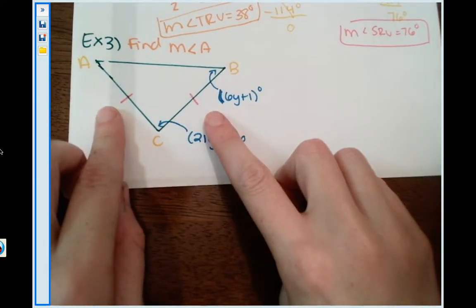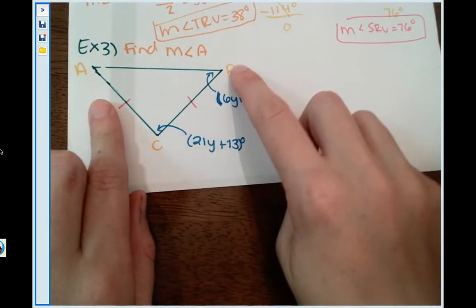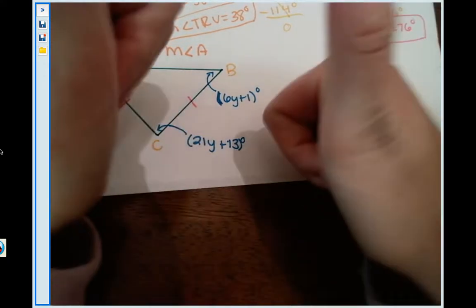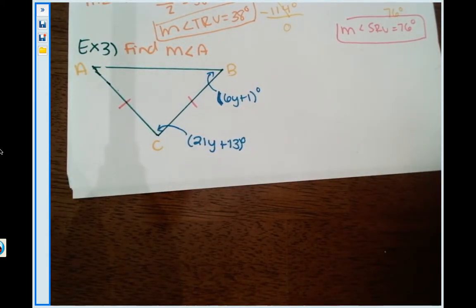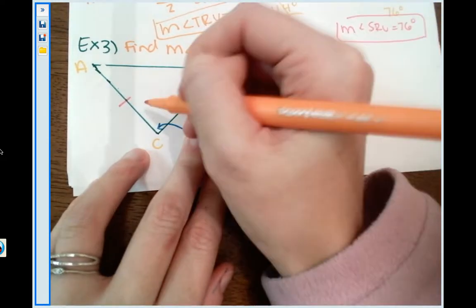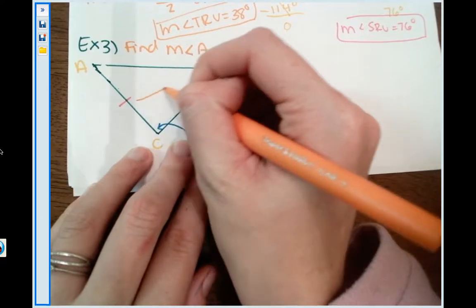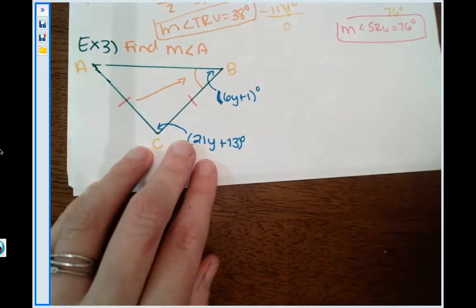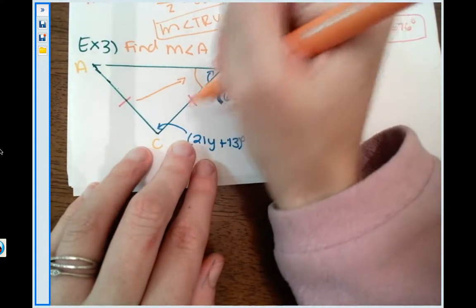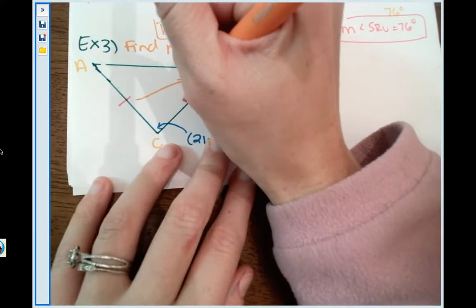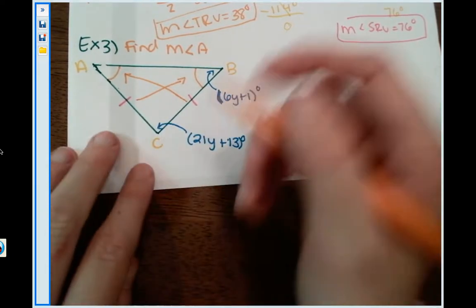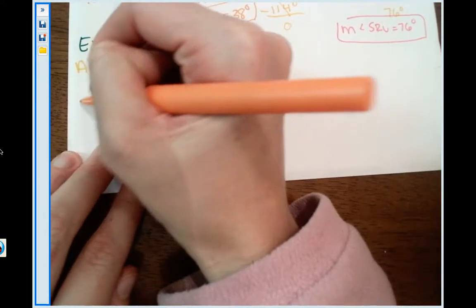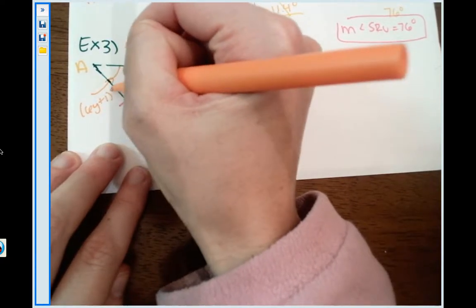So, looky here. I have an isosceles triangle because two of my sides are congruent. Yay! Which means that the base angles are congruent. And remember, you guys, the base angles are the angles across from the congruent sides. Okay, so here's a congruent side, so the angle across from it is one of my base angles, so it's congruent to the other one. This is another congruent side, which means the angle across from it is also going to be congruent. Okay, so that's 6y plus 1. That means that this angle also has to be 6y plus 1.